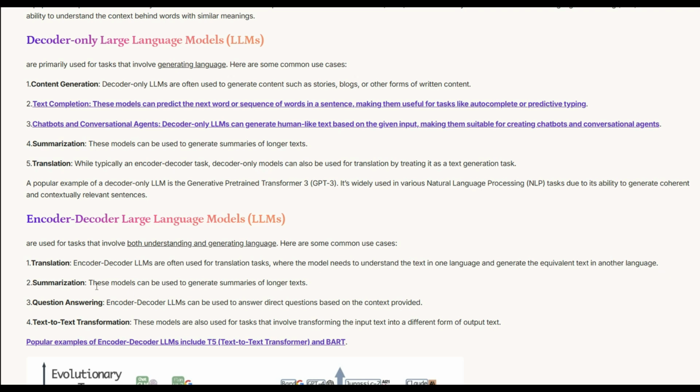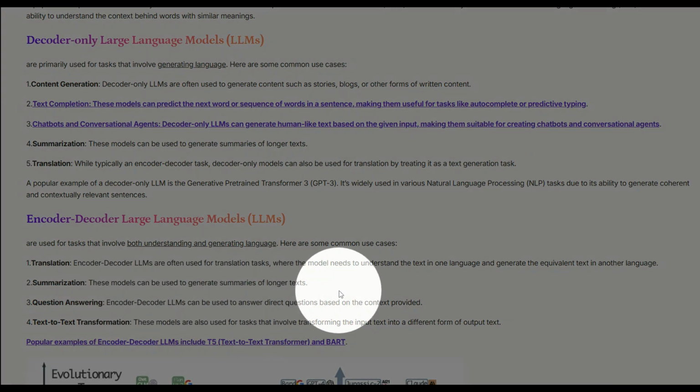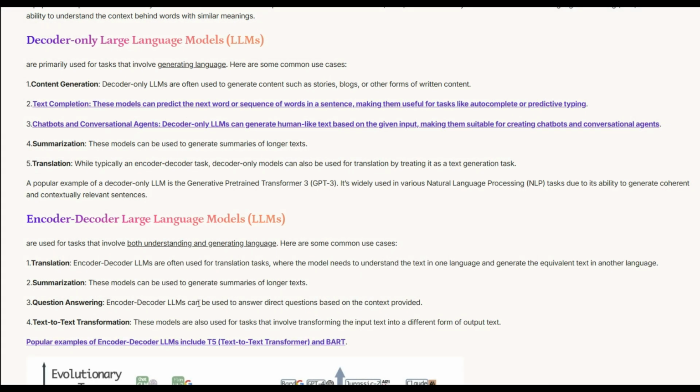2. Summarization. These models can be used to generate summaries of longer texts. 3. Question answering. Encoder-decoder LLMs can be used to answer direct questions based on the context provided. 4. Text-to-text transformation. These models are also used for tasks that involve transforming the input text into a different form of output text.